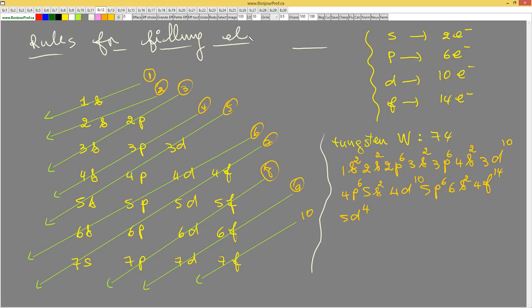Fill in electronic configuration. It is electronic configuration that we did. Okay, that's it.